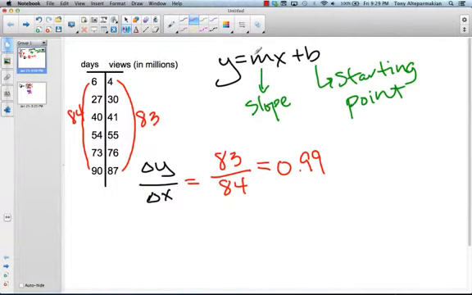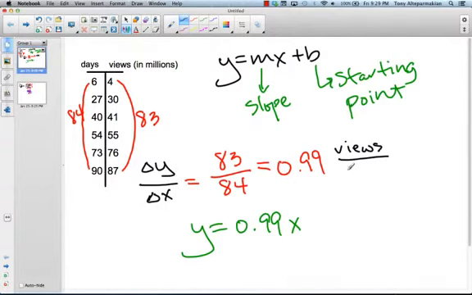So if I look at this model again for a straight line, it looks like so far what we've got is y is equal to 0.99x. And if you think about it, the way that we did in class, this kind of makes sense. 0.99 is a speed. This right here is telling you how fast it's moving, not in miles per hour, but in views per day. And x is how many days pass.